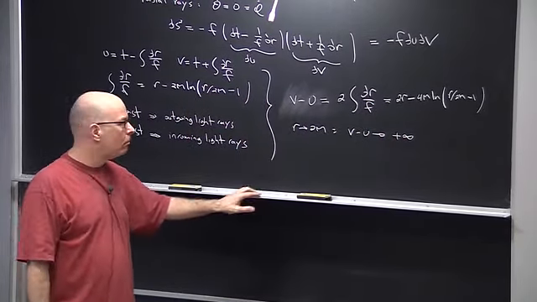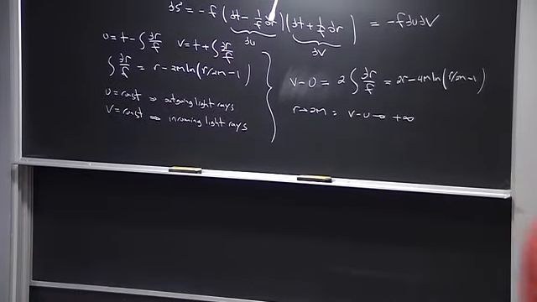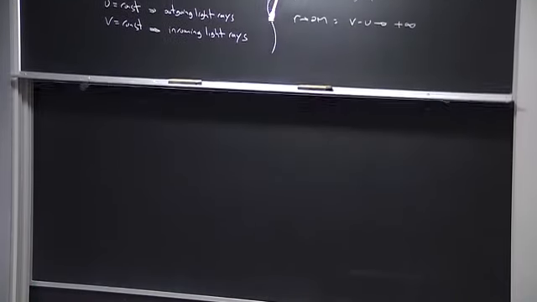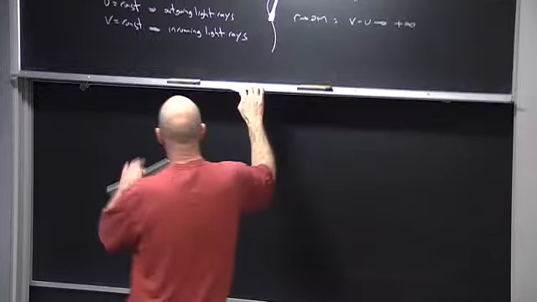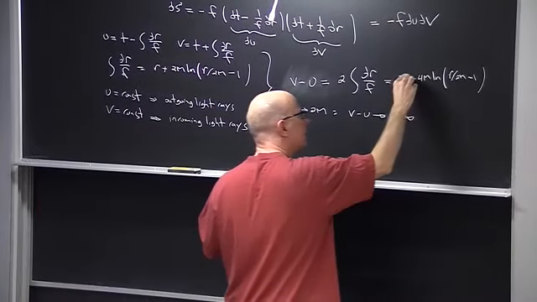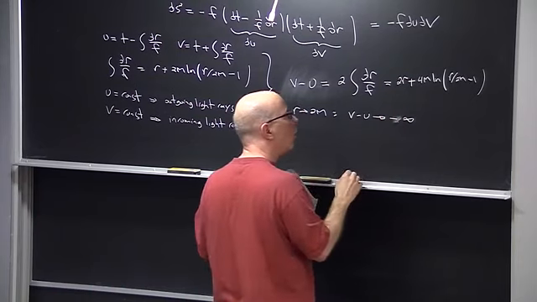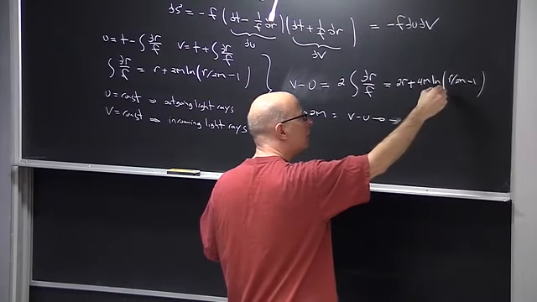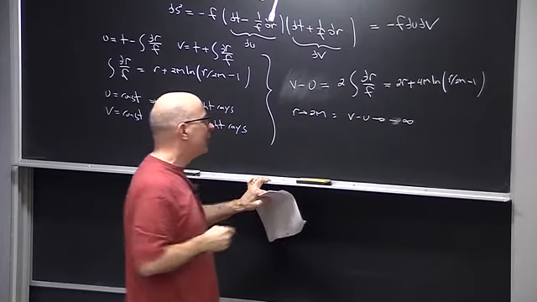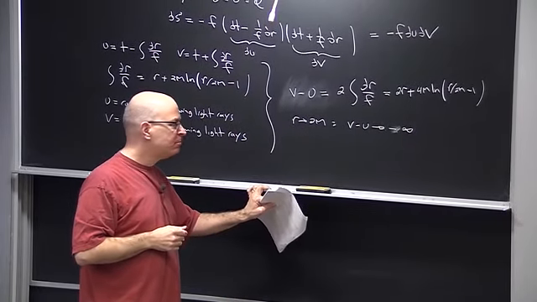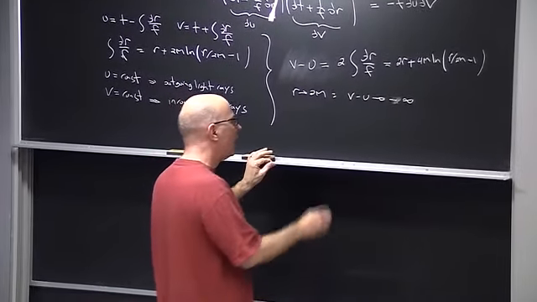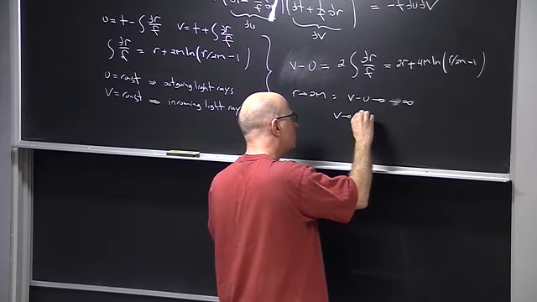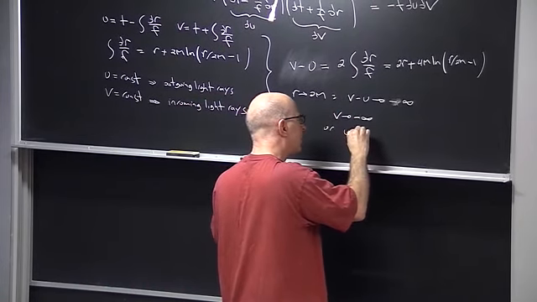Did I get this right? Let me just check the signs here. Oh, it's a plus. That was a plus sign, so it's really the other sign here. So when r goes to 2m, the log goes to minus infinity, and we find that v minus u goes to minus infinity. And that could mean a couple of things. Either it means that v goes to minus infinity, or that u goes to plus infinity.